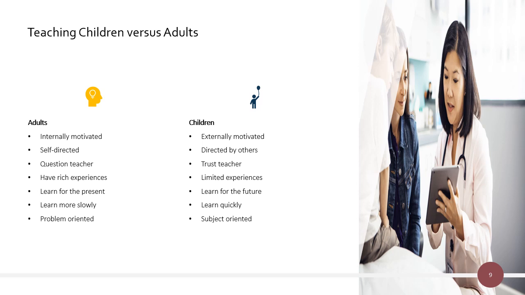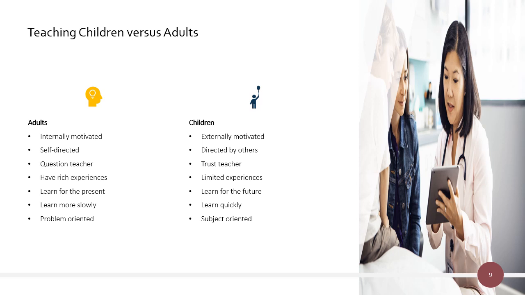Important issues related to the differences between adults and children are: adults tend to question the teacher. Children tend to trust their teachers. So one of the important factors is you have to earn their trust. Adults have rich past experiences and rely on them. Children have limited experiences. Adults learn for the present. Children learn for the future.